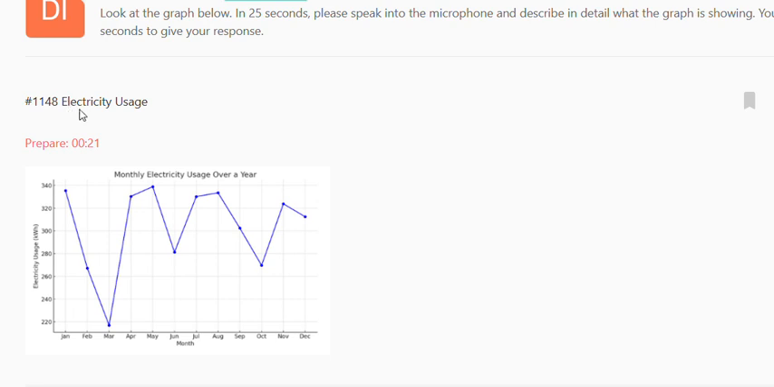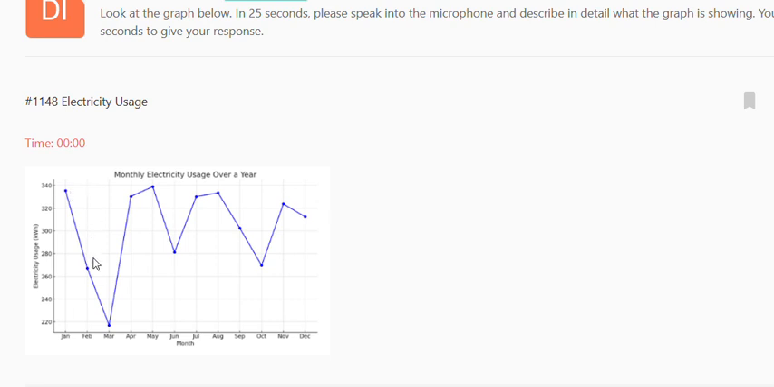Okay, a line chart. Monthly electricity usage over a year from month January to December. Highest electricity usage is in May, 340 kilowatts.